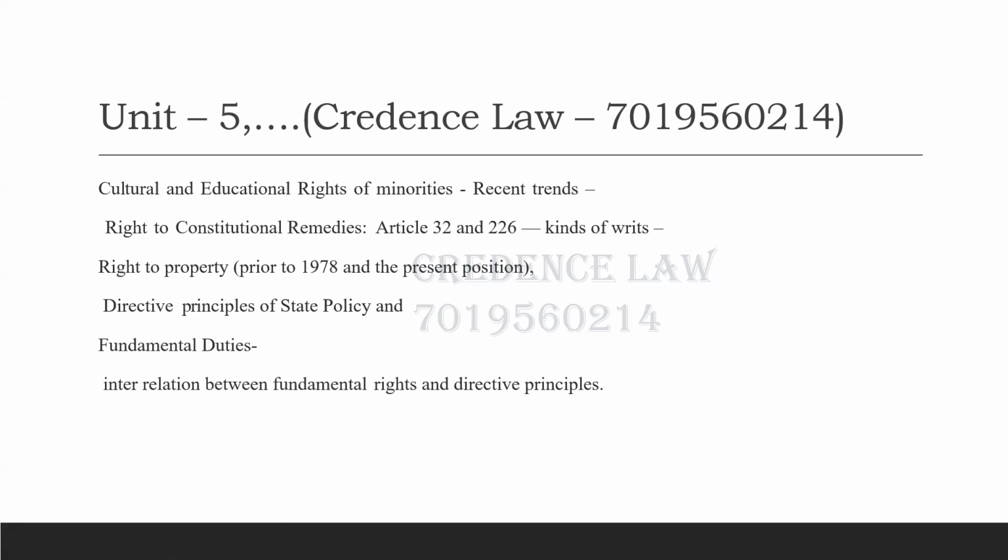Article 32 is important. Article 32 talks about writs. When we talk about writs, it guarantees a right to constitutional remedies, ensuring that citizens can approach the Supreme Court directly for the enforcement of their fundamental rights. And dear students, from the fifth unit, we can expect Article 32, that is five writs, habeas corpus, certiorari, quo warranto, and then we can also expect fundamental duties.